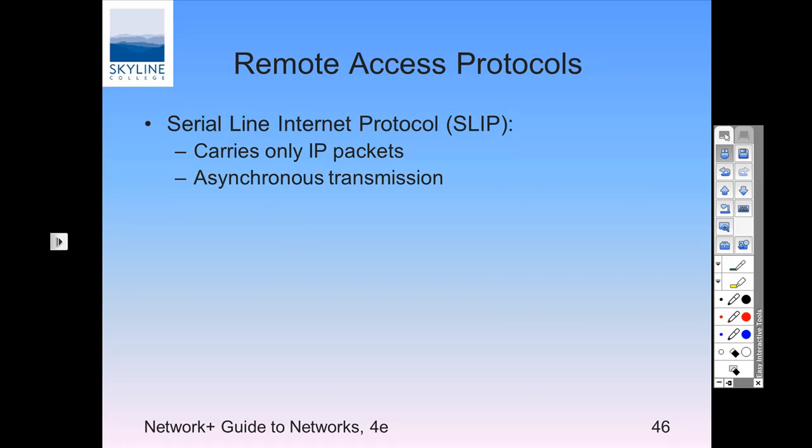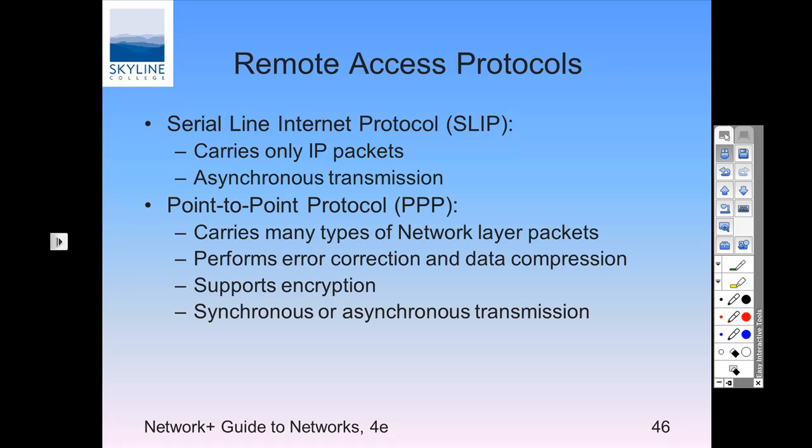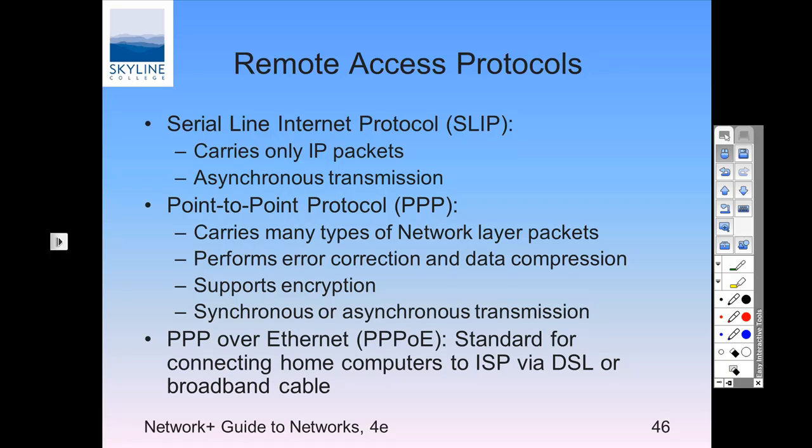Serial line internet protocol carries only IP packets, asynchronous transmission. You're only going to see that in a wide area network connection, probably on the router. Point-to-point protocol is the common one when you're working with different router manufacturers. If you're doing that, Cisco says you're going to have to use this to get to some commonality. Each of them optimizes their own. They become proprietary. Point-to-point over Ethernet, typically going to be used for DSL. It's an Ethernet encapsulation of the point-to-point protocol.